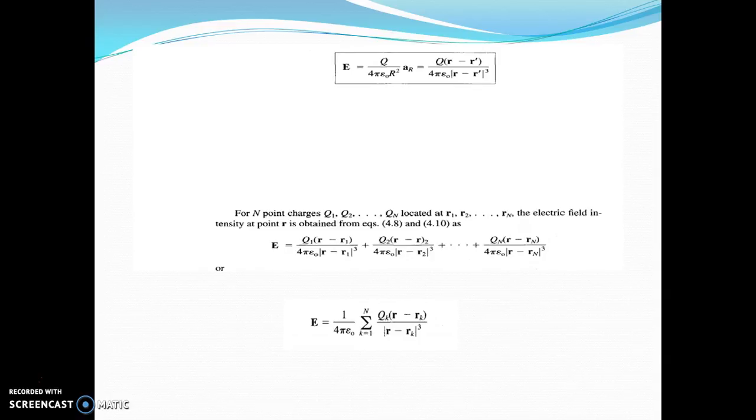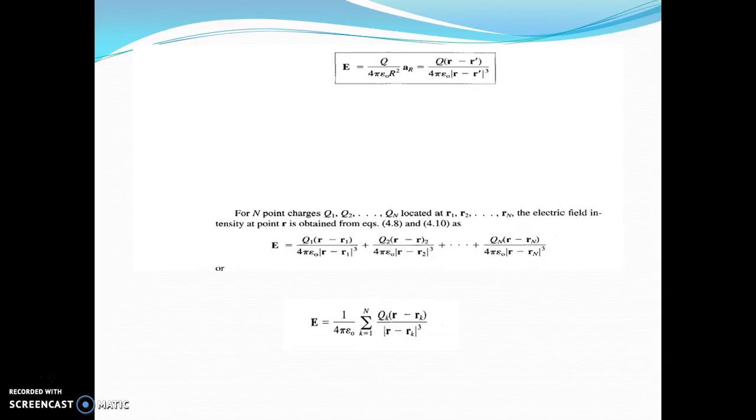For n point charges Q1, Q2 and so on up to QN located at R1, R2 and so on up to RN, the electrical field intensity at point R is obtained as follows. E is equal to Q1 (R minus R1) divided by 4 pi epsilon naught magnitude of R minus R1 cubed plus Q2 (R minus R2) divided by 4 pi epsilon naught magnitude of R minus R2 cubed plus and so on plus Qn (R minus Rn) by 4 pi epsilon naught magnitude of R minus Rn cubed.